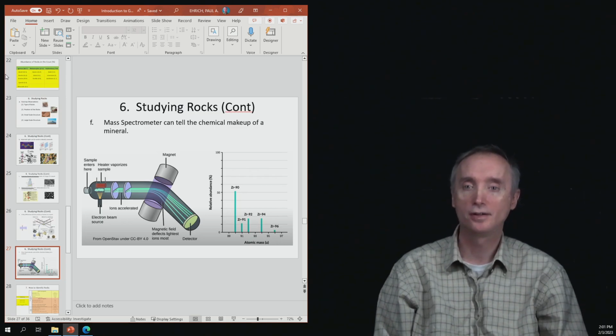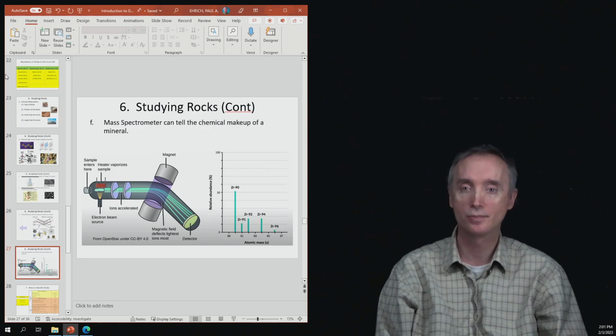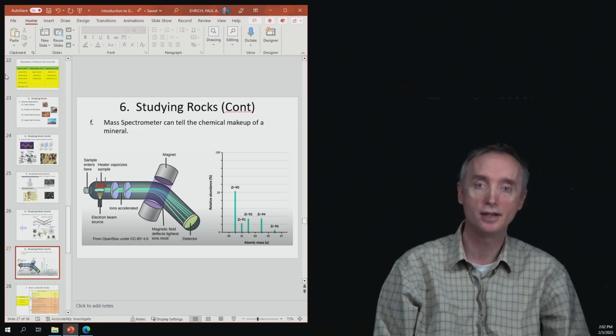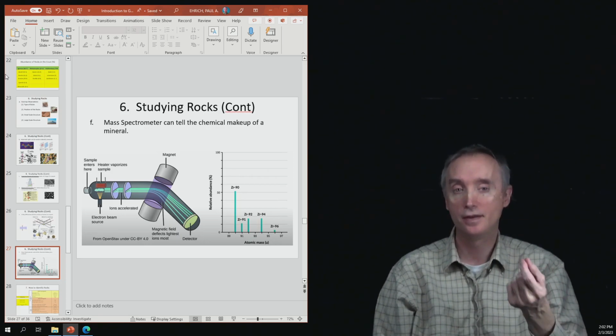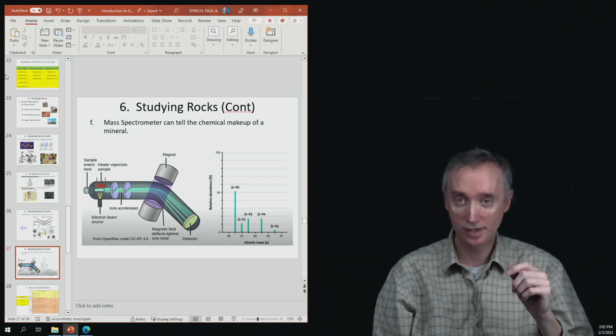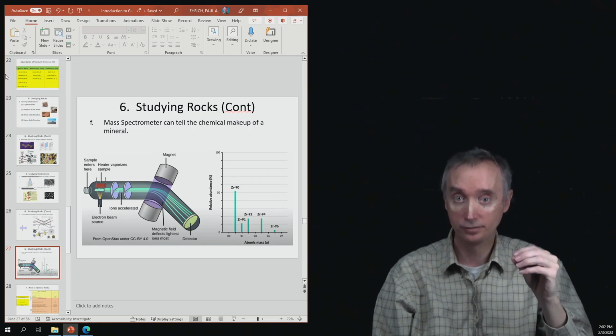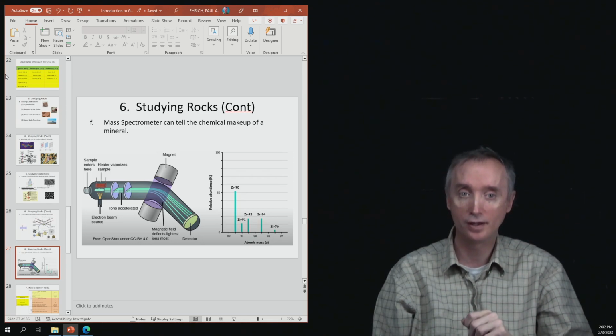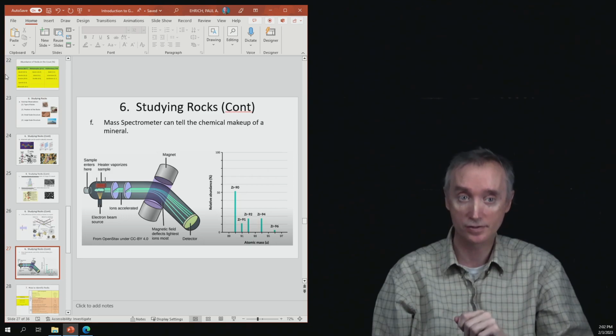So this is going to be our last example of a laboratory technique that tells us something about the minerals that make up a rock. This is going to be called mass spectrometry. The way this is going to work is you're going to take your mineral and grind it up into a powder. Then you're going to take the powder and heat it up to the point at which it turns into a gas.